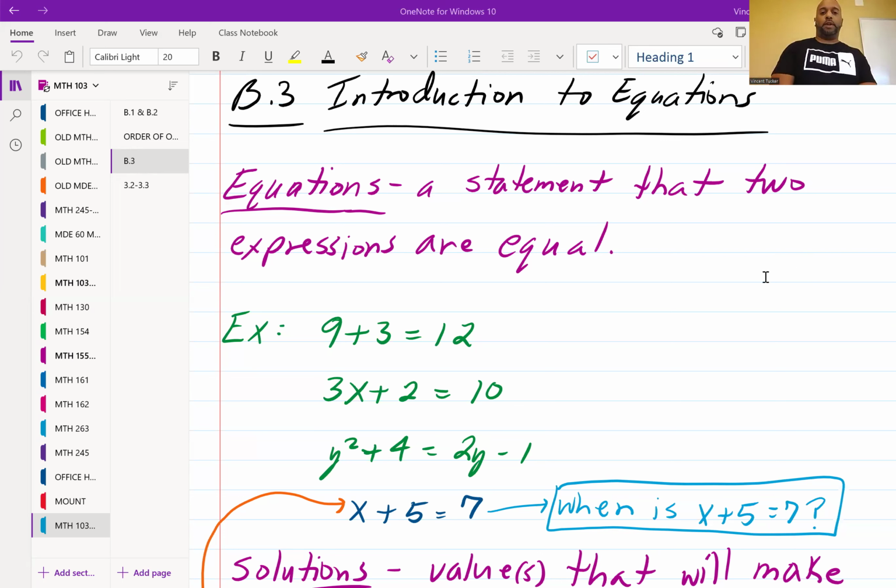So a couple examples of equations. 9 plus 3 is equal to 12, of course, but that's an equation. 3x plus 2 equal to 10. Y squared plus 4 equal to 2y minus 1. And then x plus 5 equal to 7.